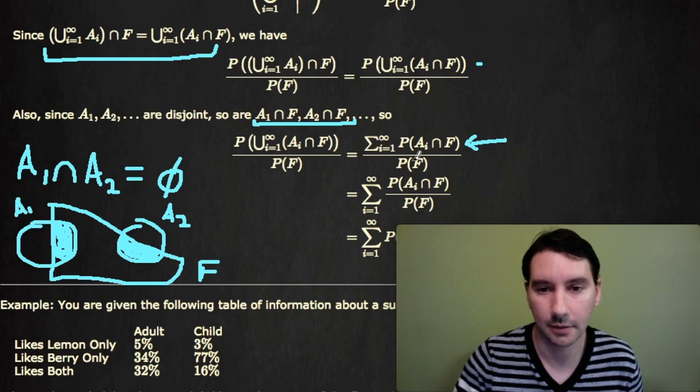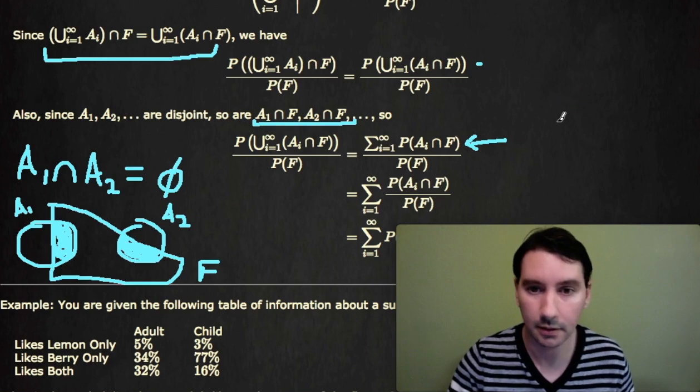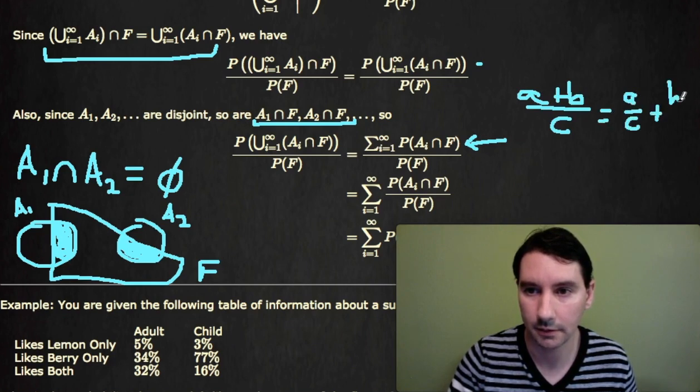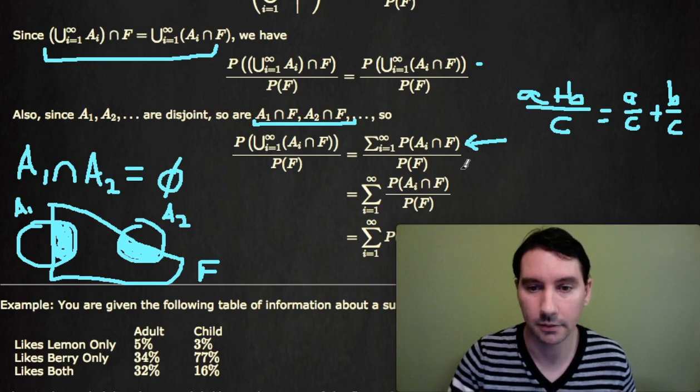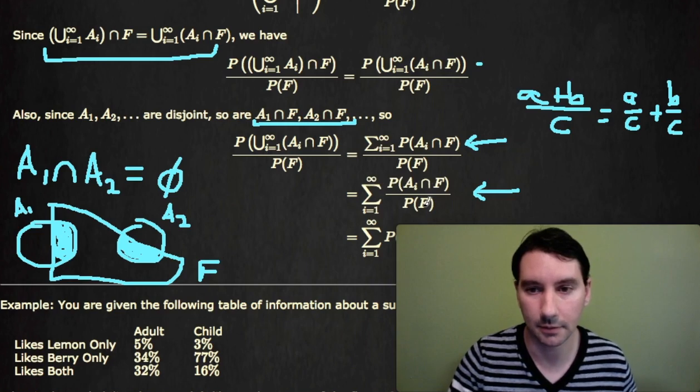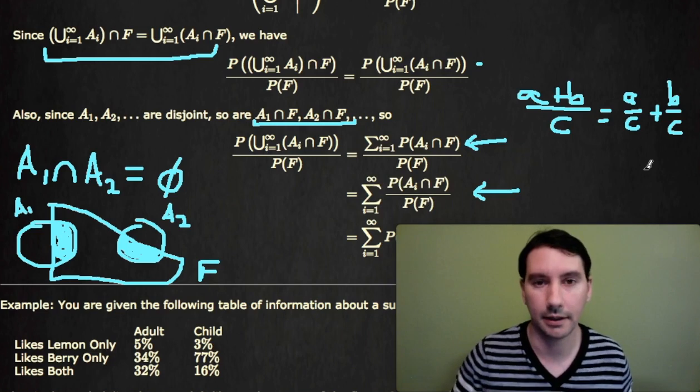And because of the way addition works, if we have (A + B) over C, I can write that as A over C plus B over C. So it's just a little rule of algebra. That's what's going on in this line. So I have the sum, a bunch of stuff added together, all divided by P of F. And then I'm just going to instead write this as adding up each term in the sum divided by P of F. So it's like taking each one and putting it over the denominator and adding them all up.